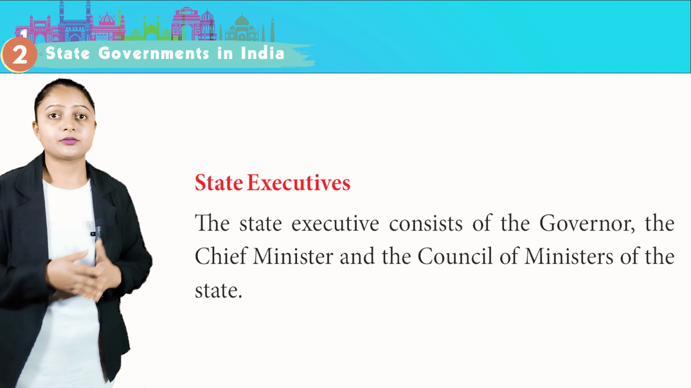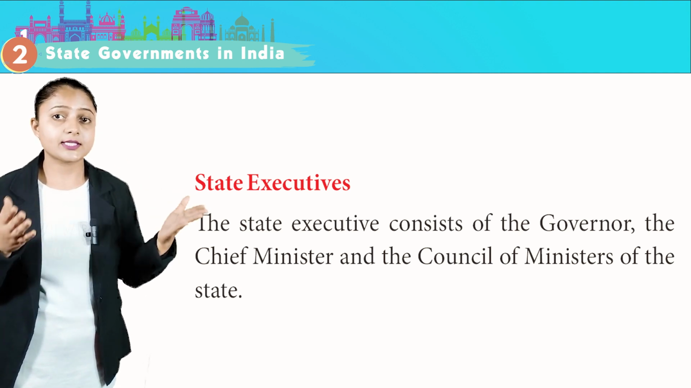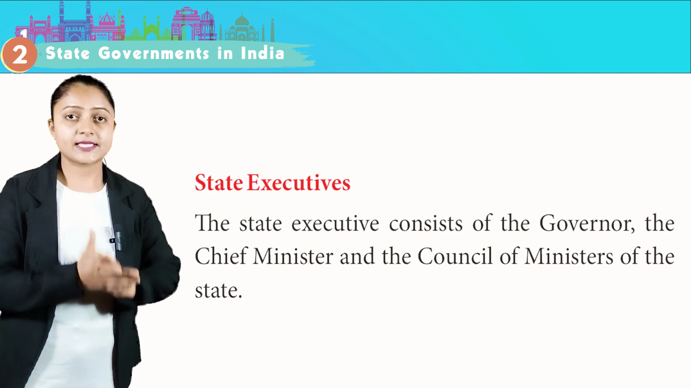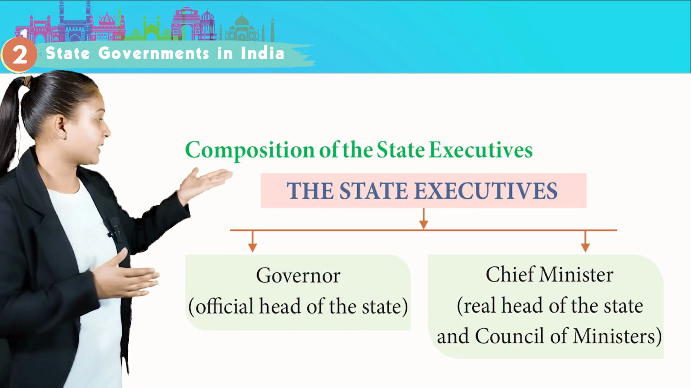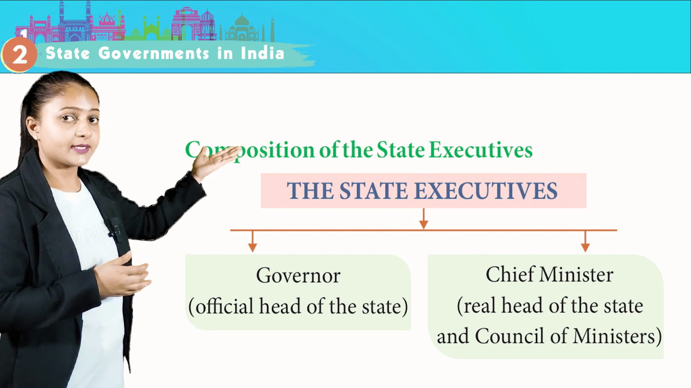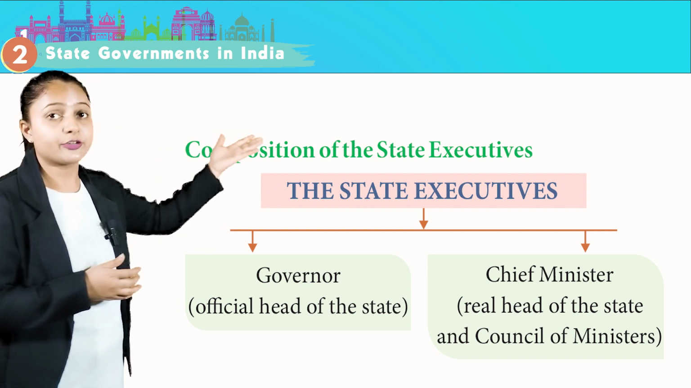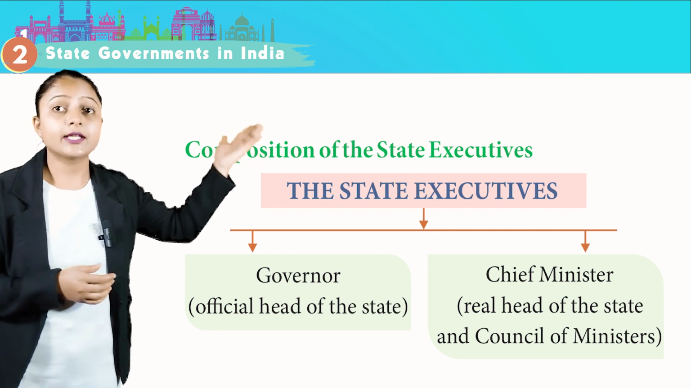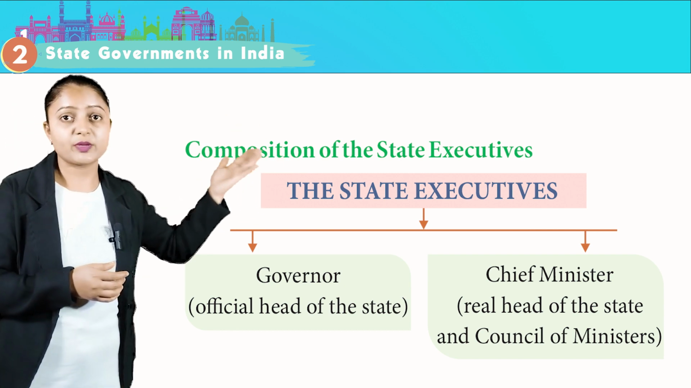State executives. The state executive consists of the governor, the chief minister, and the council of ministers of the state. Composition of state executives: governor, chief minister. Governor, official head of the state; chief minister, the real head of the state; and council of ministers.